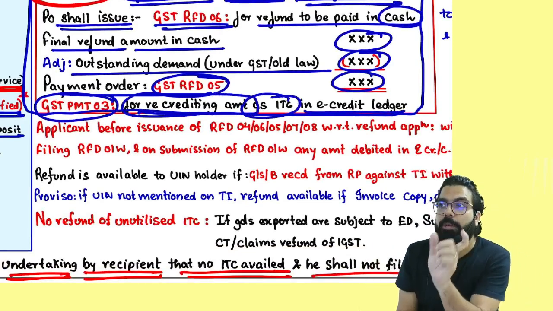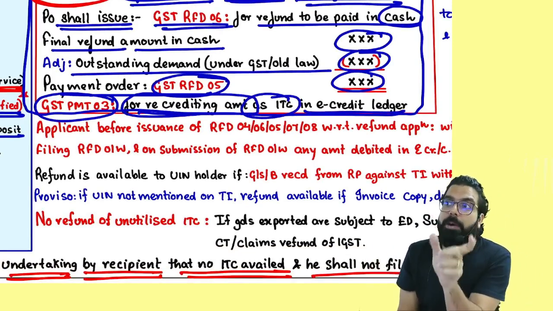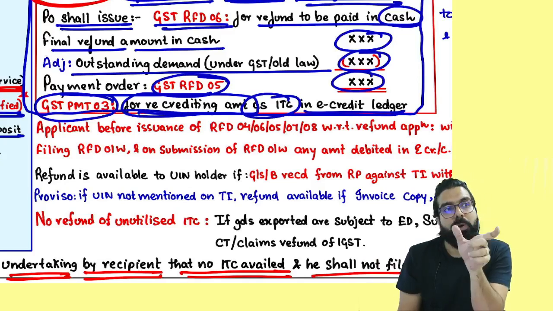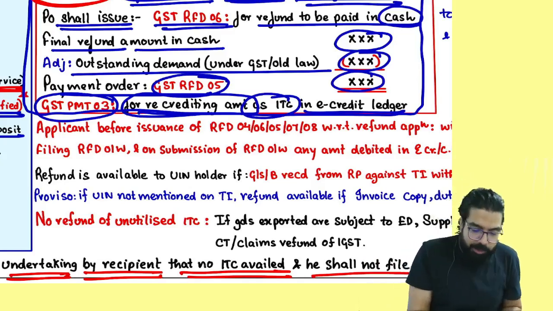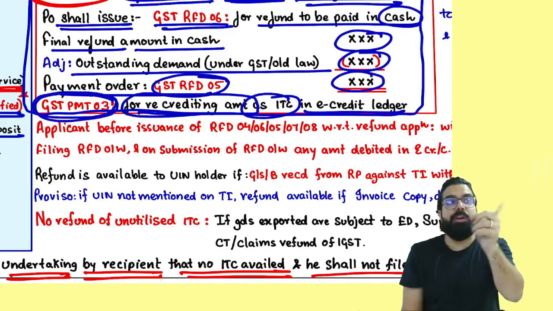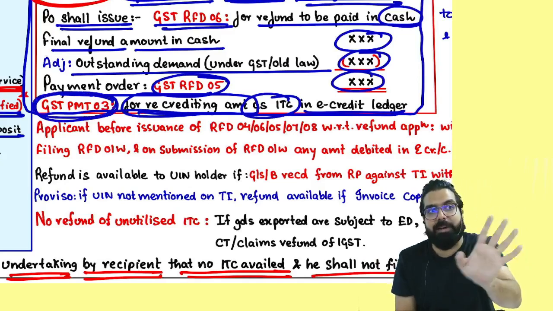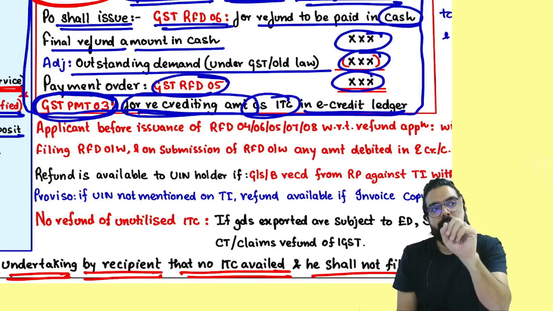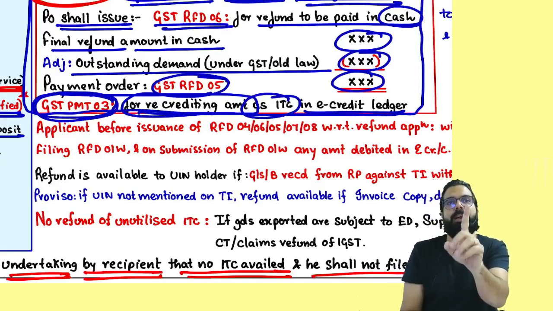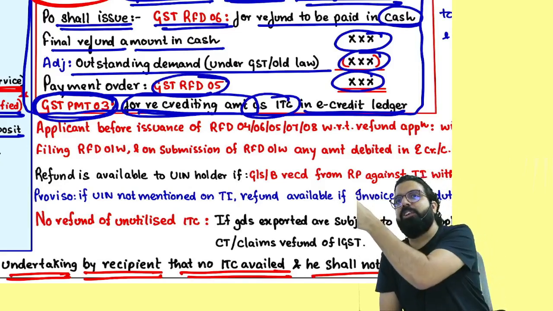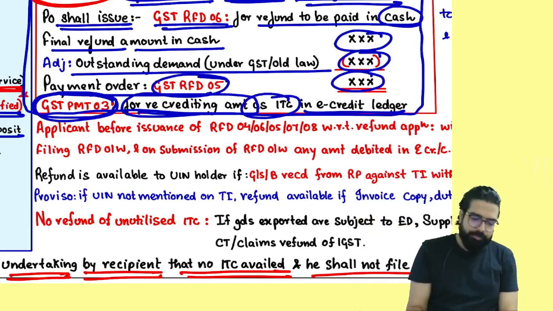Listen, payment order will always be issued for what? For the amount to be paid in your bank account. But for the amount to be recredited, he will always issue PMT 03. For that, he will not issue a payment order because the money need not be given in your bank account. On the basis of PMT 03, the amount will be recredited in your e-credit ledger.